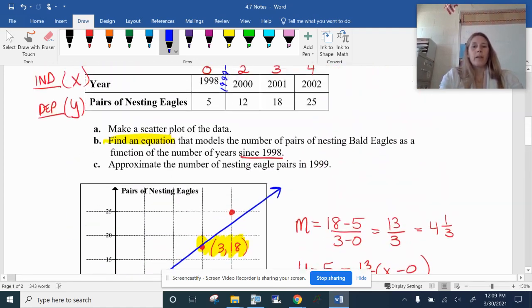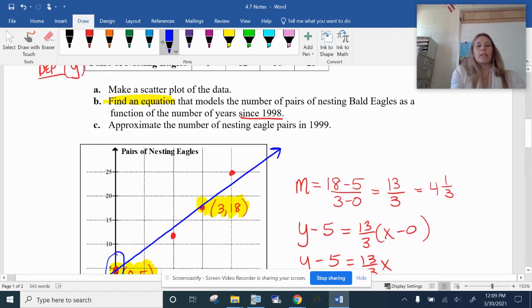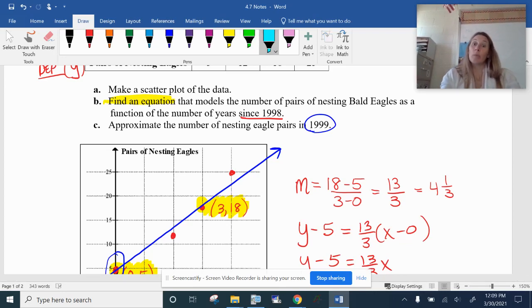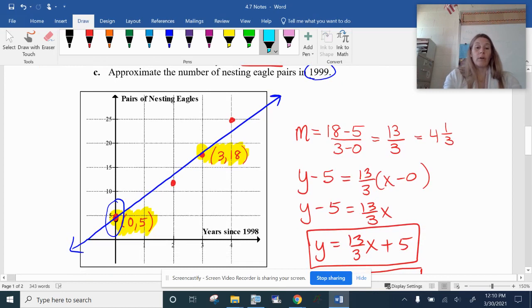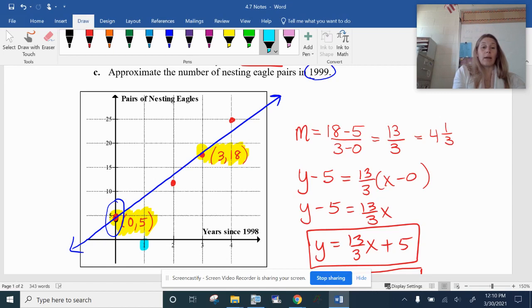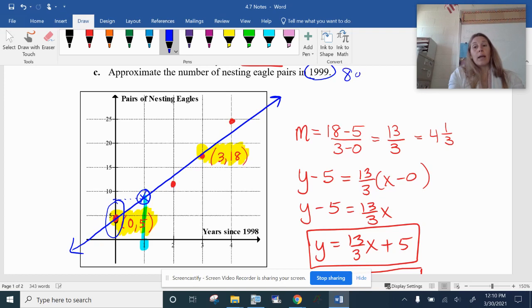Okay. And then the final question, C, approximate the number of nesting eagle pairs in 1999. So since I'm interpolating this data, it should be visible on the graph. So if I go to years since 1998, 1999 would be 1 year later. Now, if I follow this up to where my line was, you can see that it's right about there. So then if I go over to my y-axis, I can see that probably it was either 8 or 9. That would make sense. It's a little bit below the 10 on my line.